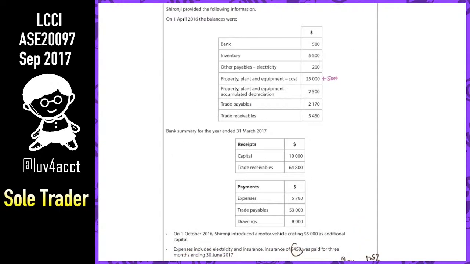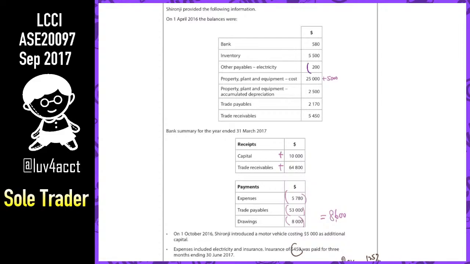So here, bank 580, and then we have the receipts and then all the payments, and then we have the closing balance 580, 10,000, 64,800 minus 5780 minus 53,000 minus 8,000. We have 8600 as the closing bank balance. Okay, and here I also calculate the opening equity.